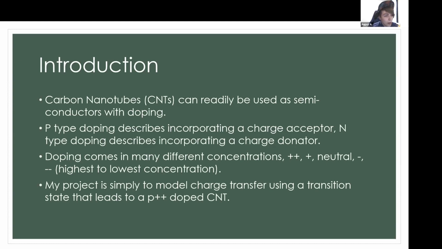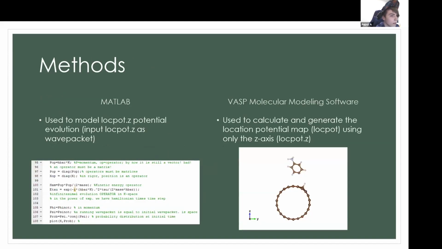Doping comes in many different concentrations. Particularly, there are 5 specific types of concentrations that are important for chemists who are interested in doping. It's plus, neutral, negative, and negative, which goes from highest to lowest concentration. And for my project, at least, we're looking at a P++ doped CNT, so a highly concentrated, charged, doped carbon nanotube.